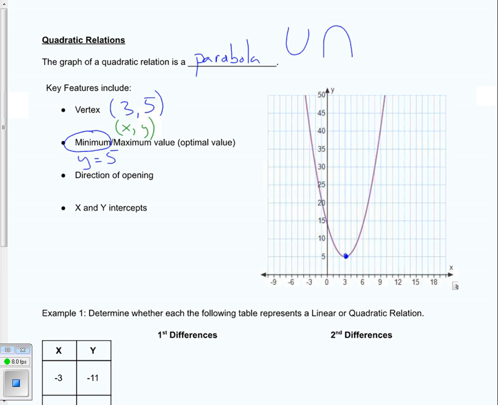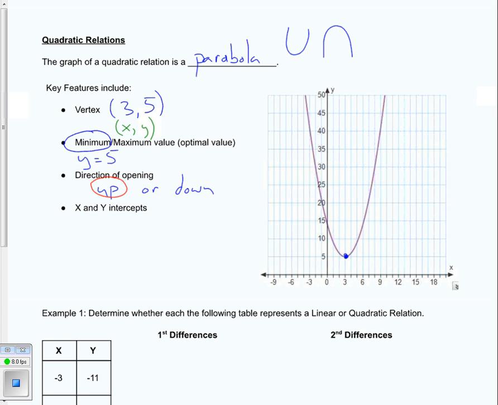The direction of opening is either going to open up or down. For our purposes, it will always open either up or down. In this particular parabola, it clearly opens up. We will also look at parabolas that open down, but in this example, this one opens up.